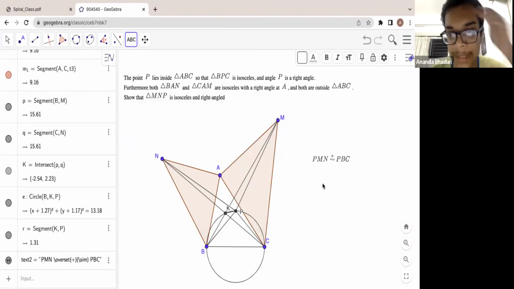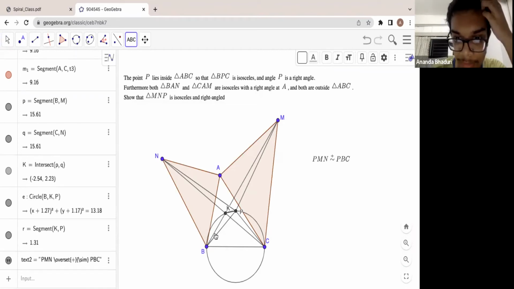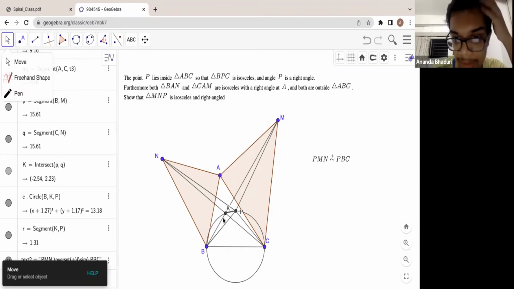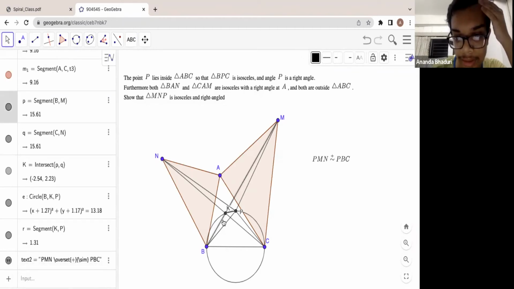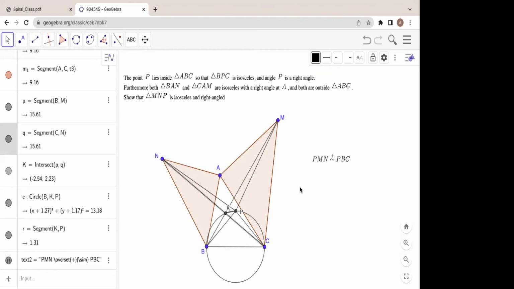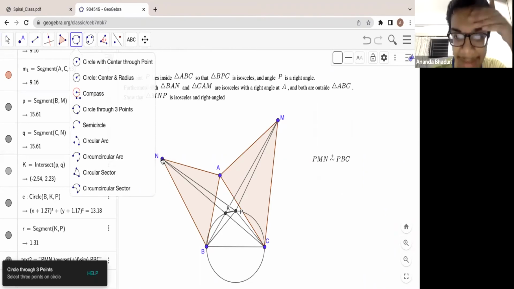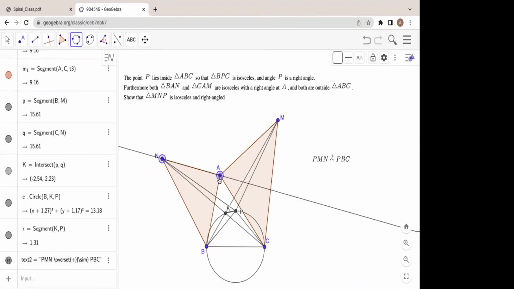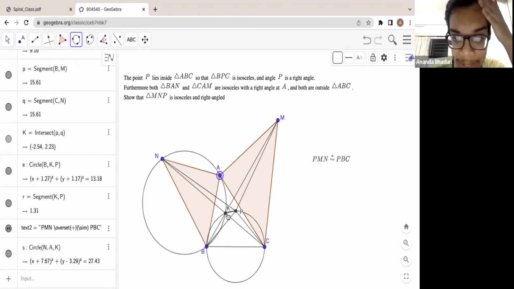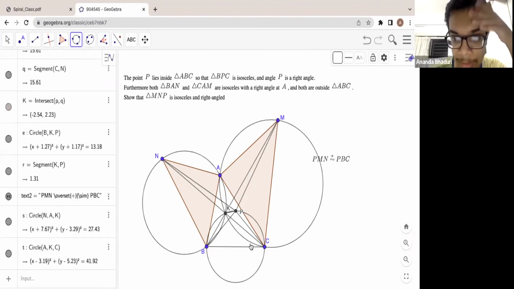Okay, so we want to prove PMN is similar to PBC, which is equivalent to what? Also, how did you get that BKC is 90? Just like K is the, we get rotation about K. Right, yes. So A is the Miquel point, so A is also the intersection of these two circles.